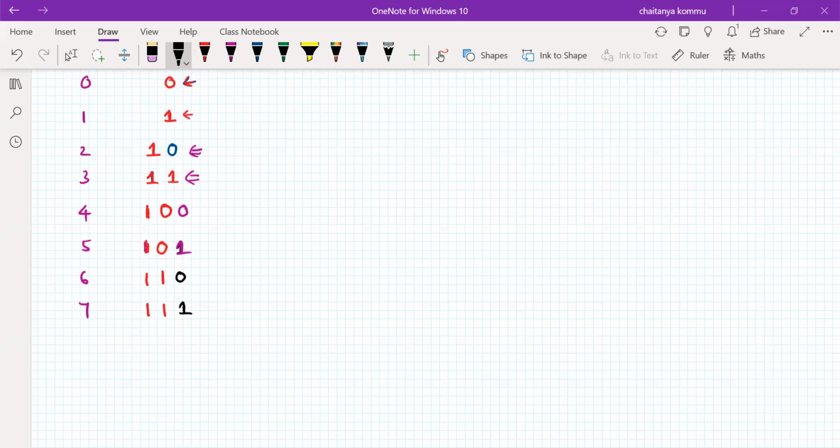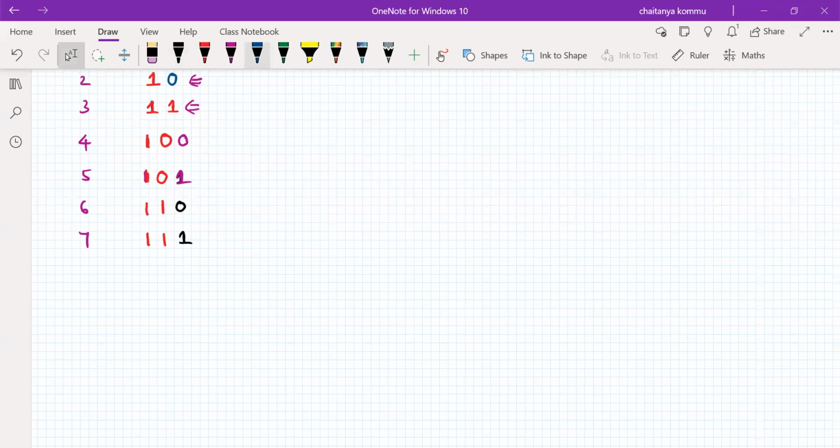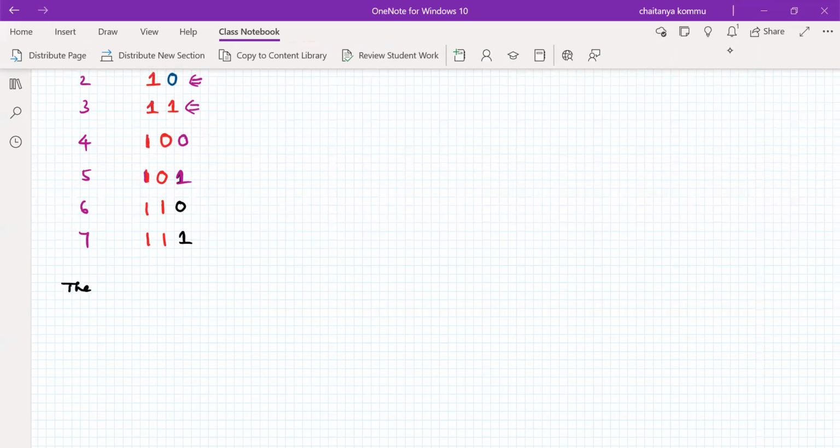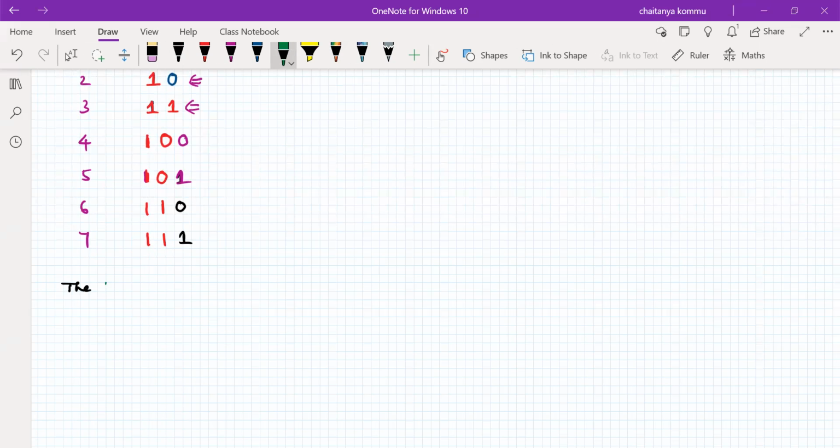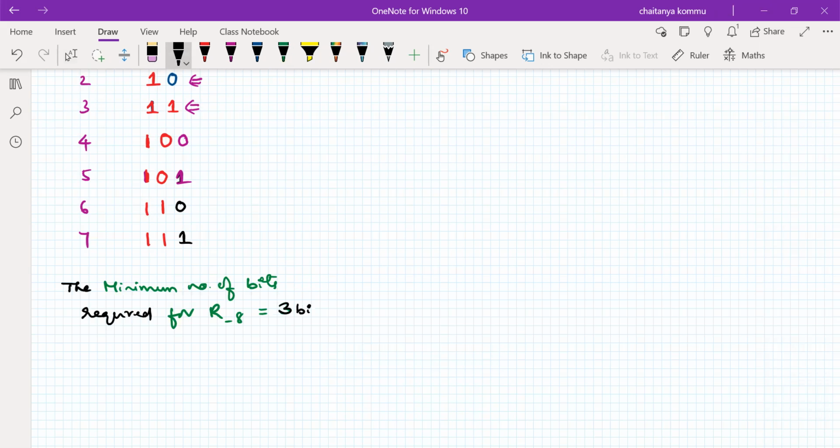So earlier procedure that we have to do: convert this one into decimal, decimal to binary. We can do it there. So therefore, what we can conclude here is that the minimum number of bits required for radix 8 is 3 bits. 3 bits are required.